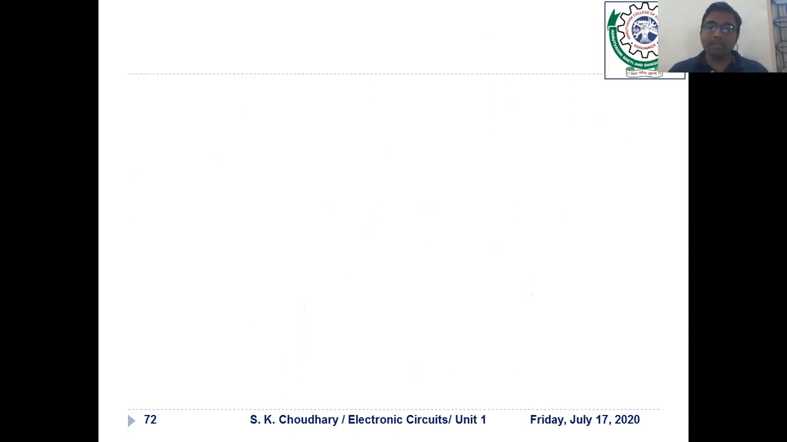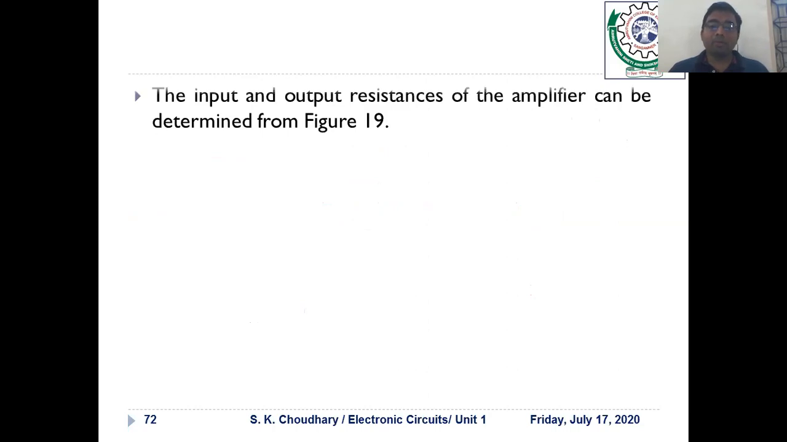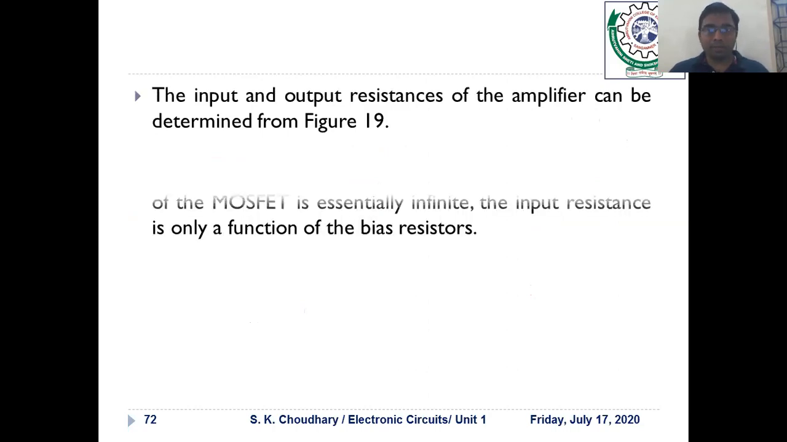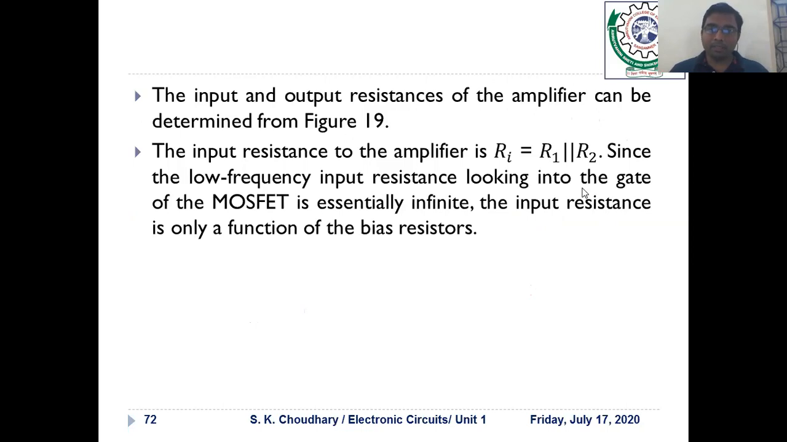Now we move to the next. The input and output resistance of the amplifier can be determined from that figure. And for input resistance, we have already defined R1 parallel R2. Since the low frequency input resistance looking into the MOSFET is essentially infinite, the input resistance is only a function of the bias resistance. There is no role of RSI here.